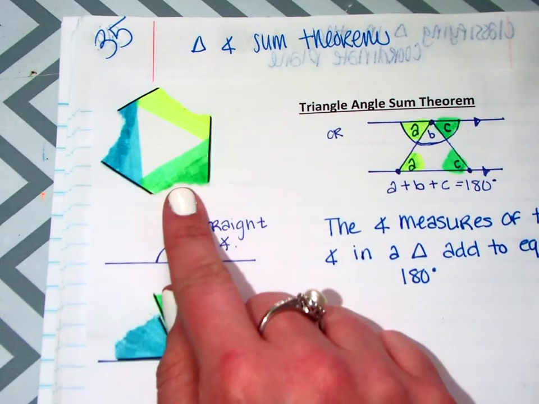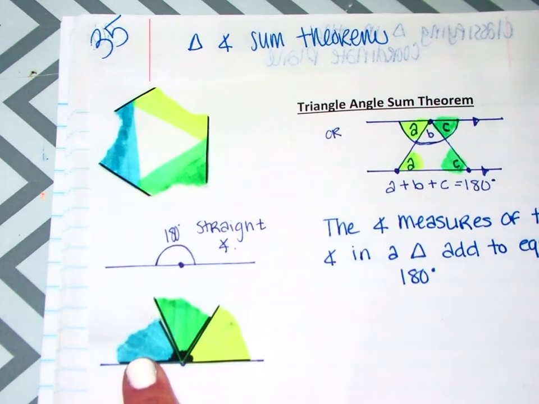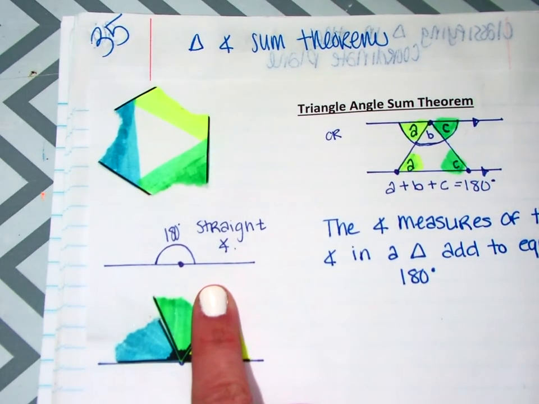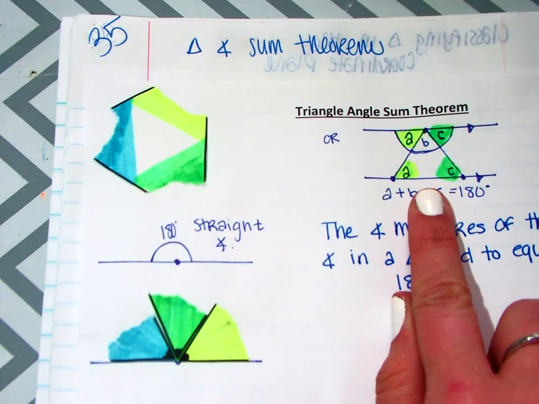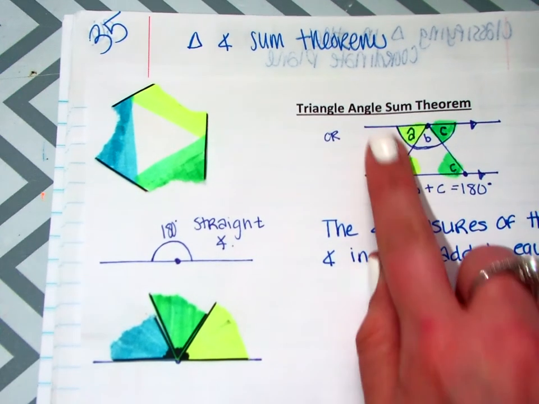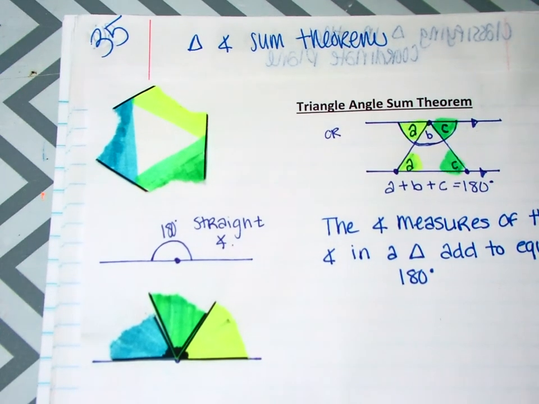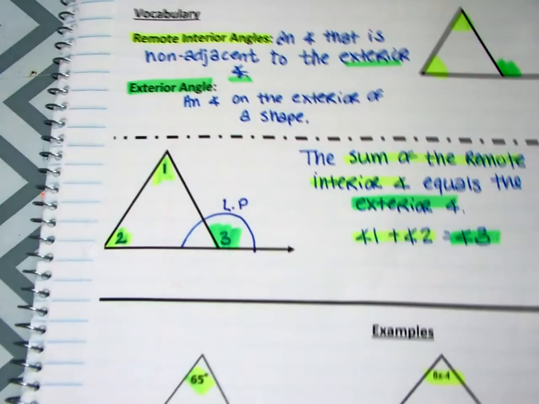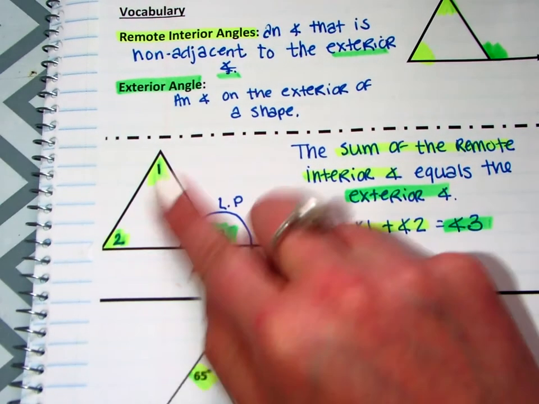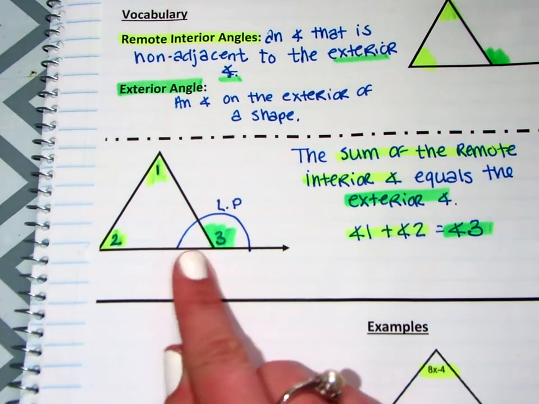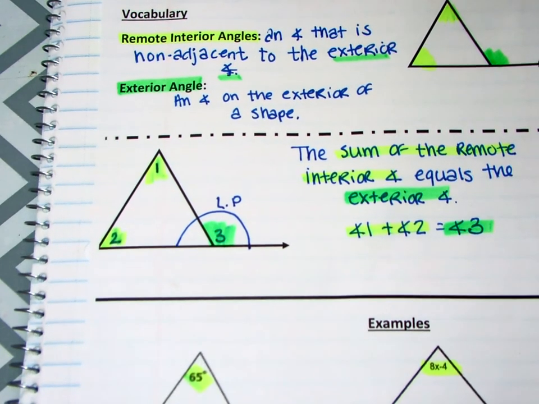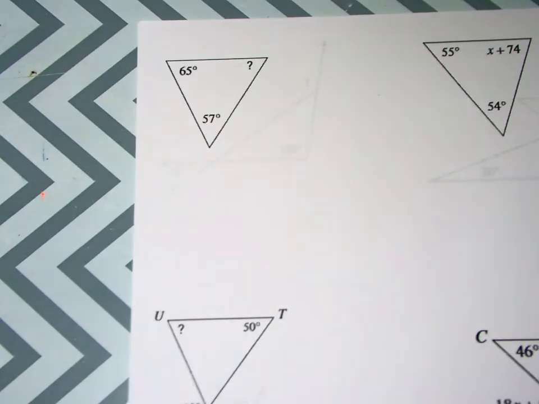You can rip the edges of the triangle off and create a big linear pair, making it add up to equal 180. Or you can use another method using alternate interior angles that show that the triangle adds up to 180. The exterior angle theorem states that when you add the two remote interior angles together, they will add to equal the one on the outside. Those are two very important concepts that we're going to use throughout geometry.